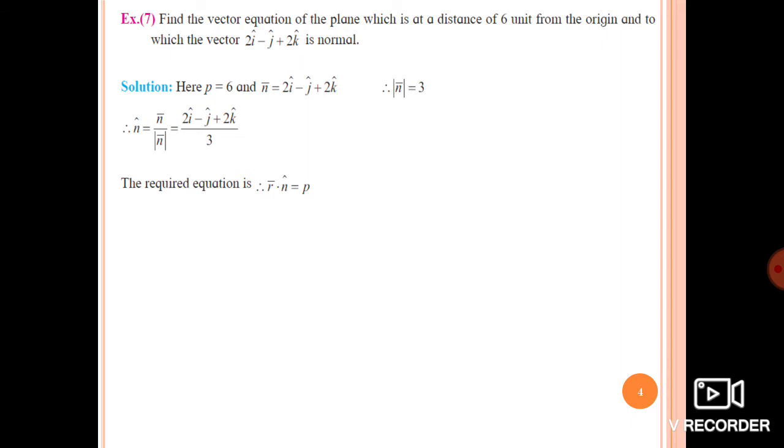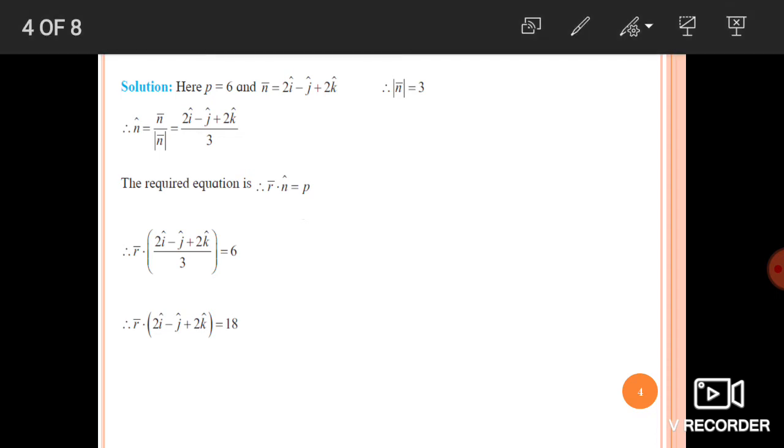Therefore the required equation is r bar dot n cap equal to p. It will give us r bar dot (2i - j + 2k)/3 equal to 6. Simplifying, it will become r bar dot (2i - j + 2k) equal to 18.